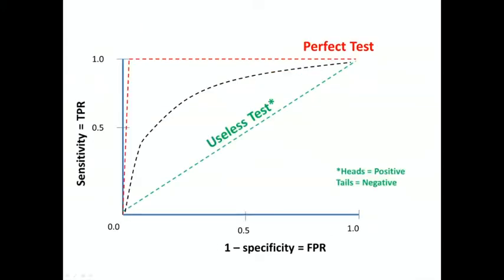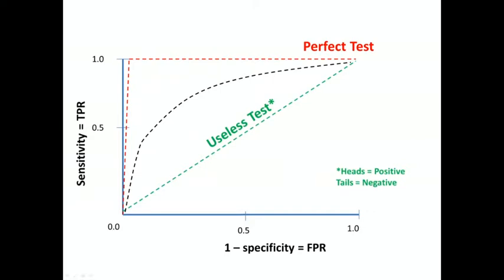Well, what would a useless test look like? Well, that's shown by the green line here. And that's as if the test was a coin flip. Heads you have disease, tails you're fine. And basically that's what the ROC curve would look like for a test that was governed by a coin flip.